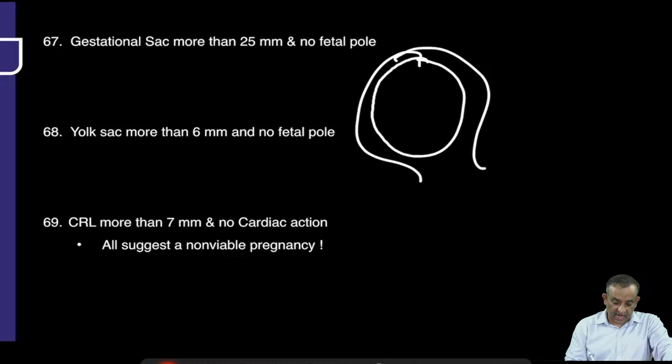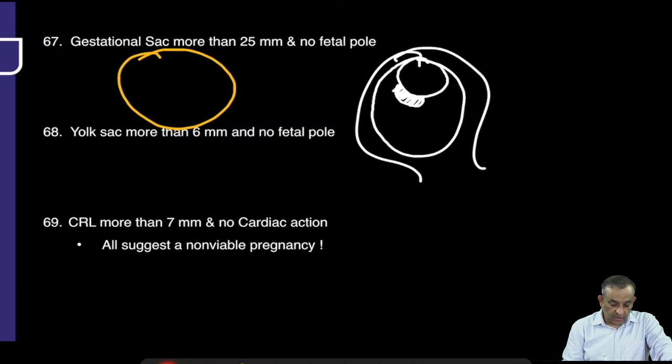And after the yolk sac, a fetal pole. This is what is normal progress in a pregnancy. Now, you do an ultrasound, you see a gestational sac of more than 25 millimeters, and there is no yolk sac and there's no fetal pole. That means it is not a viable pregnancy. This is not going to be a pregnancy which is going to continue.